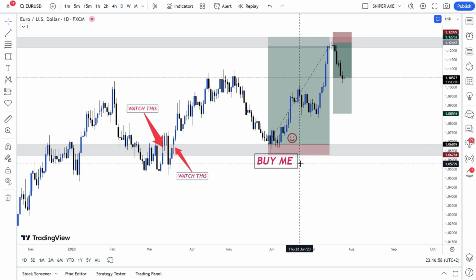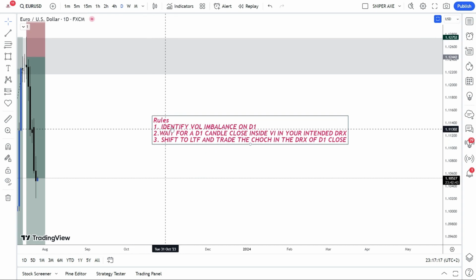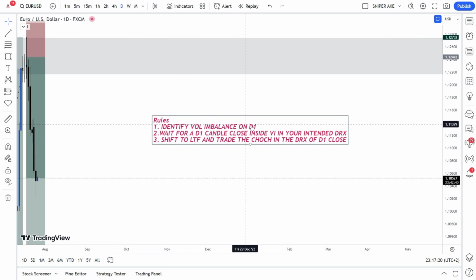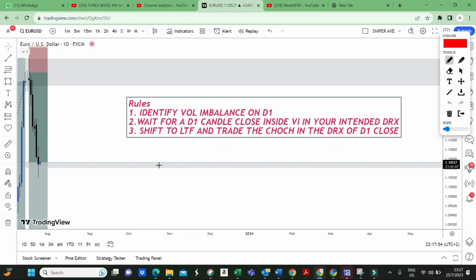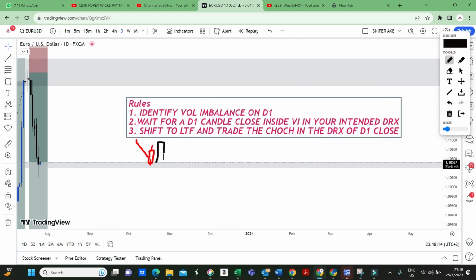So let's go straight to the concept that we're here for. The first rule that you have to follow here: you have to identify a volume imbalance. Say you have a volume imbalance in this region. What you have to wait for is a daily candlestick close in this region. Say our market was moving in a downward direction like this, having bearish candlesticks. You have to wait for a bullish candlestick that will close on the daily time frame. You have to be patient. Inside your volume imbalance, you wait for a bullish candlestick close.